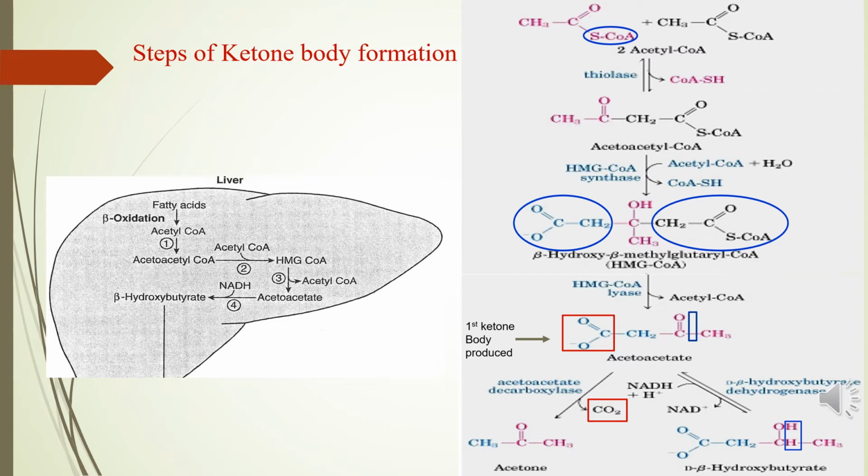Acetoacetate undergoes a non-enzymatic conversion to acetone and may undergo reduction by beta-hydroxybutyrate dehydrogenase to form beta-hydroxybutyrate. So by the end of this synthetic process, we have acetoacetate, beta-hydroxybutyrate, and acetone, which are the three ketone bodies formed in the liver.